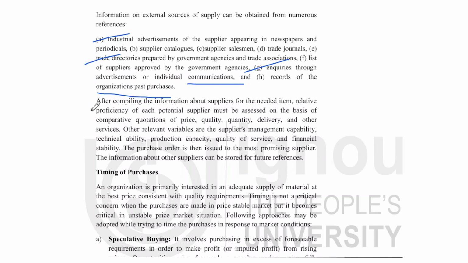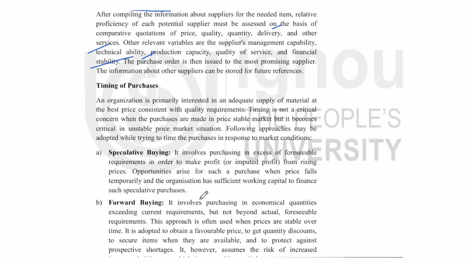And after compiling the information about suppliers for the needed item, relative proficiencies of each potential supplier must be assessed on the basis of comparative quotation of price, quality, quantity, delivery, and other services. And other relevant variables are the supplier's management capability, technical ability, production capacity, quality of service, and financial stability.